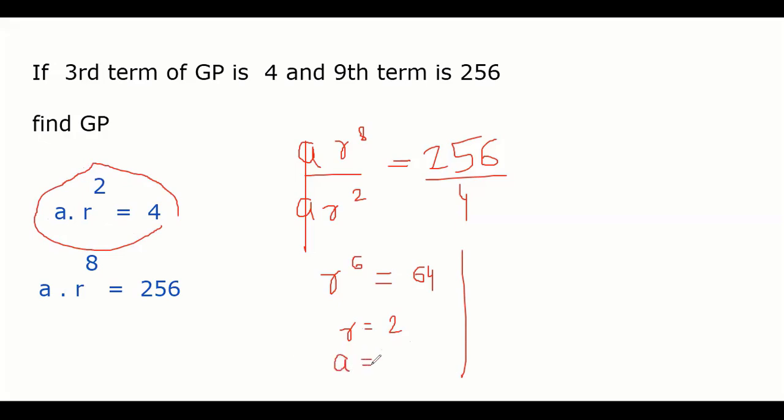Everybody perfectly okay? A is 1. R is 2. So GP will be 1 into 2 into 2 into 2 into 2. That's it. Good, guys. This is how the basic GP works.